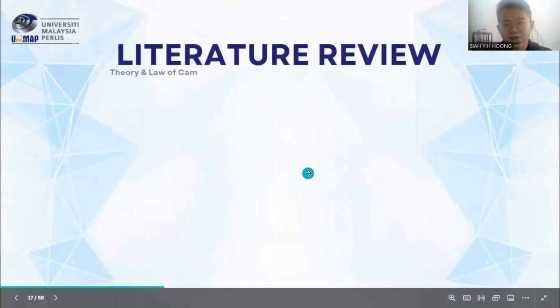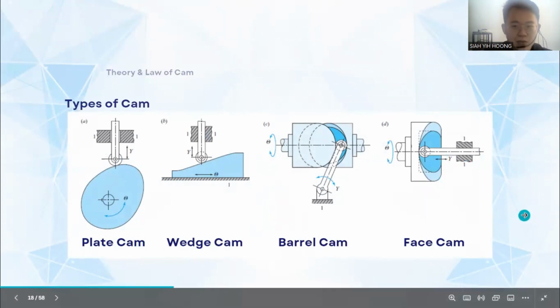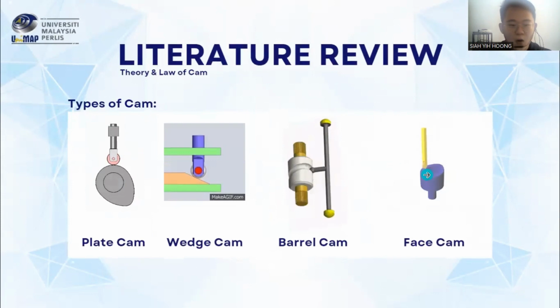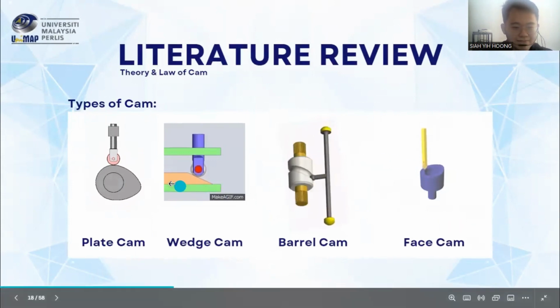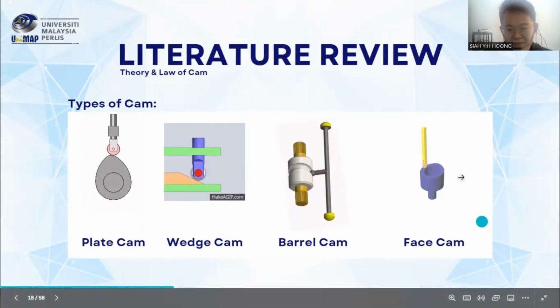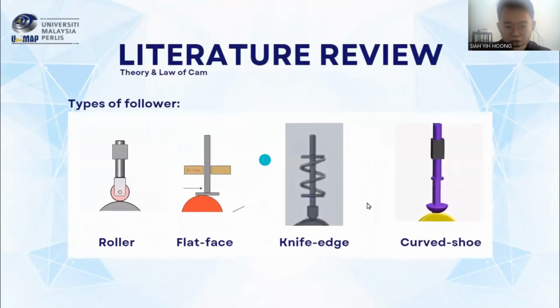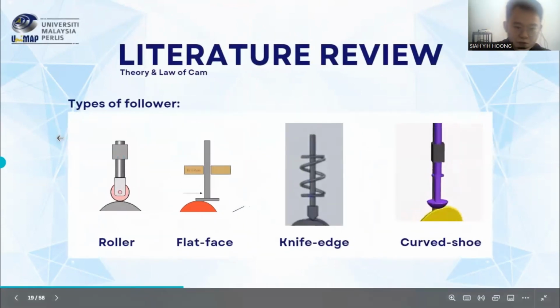We have several shapes or types of cams: plate, wedge, barrel, and face. Each of them has its own motion. The plate cam rotates, the wedge cam has such a motion, and the barrel cam and face cam have other motions. Definitely, we will have different types of followers too: roller followers, flat face followers, knife edge, and curved shoes.